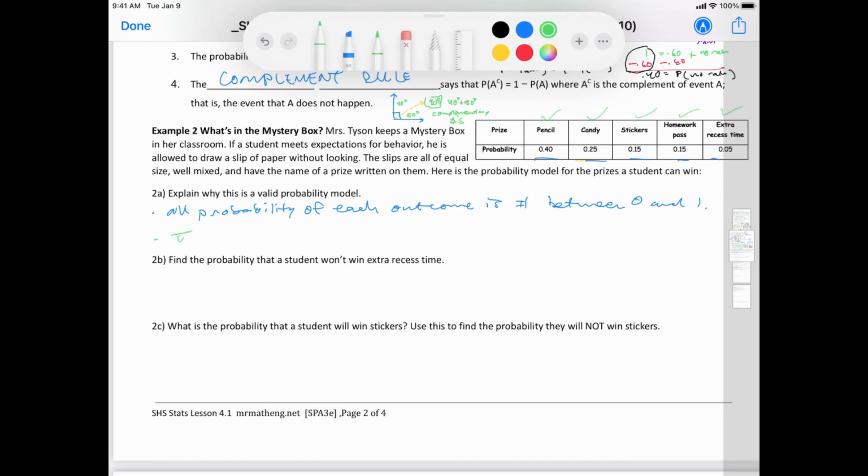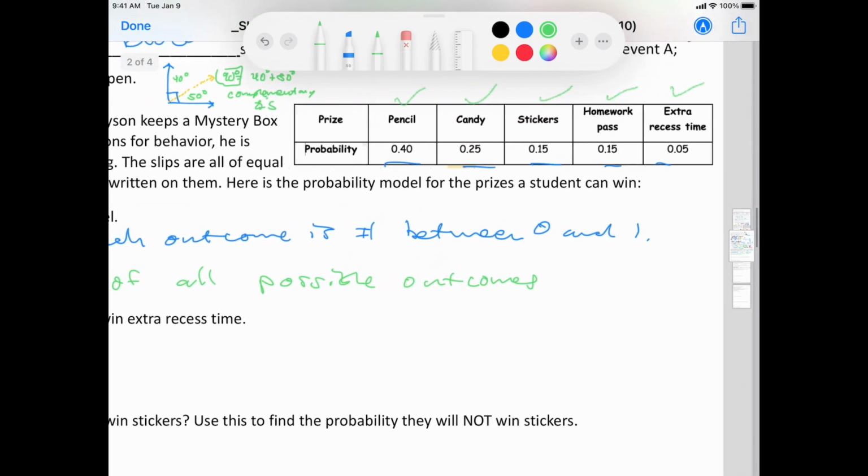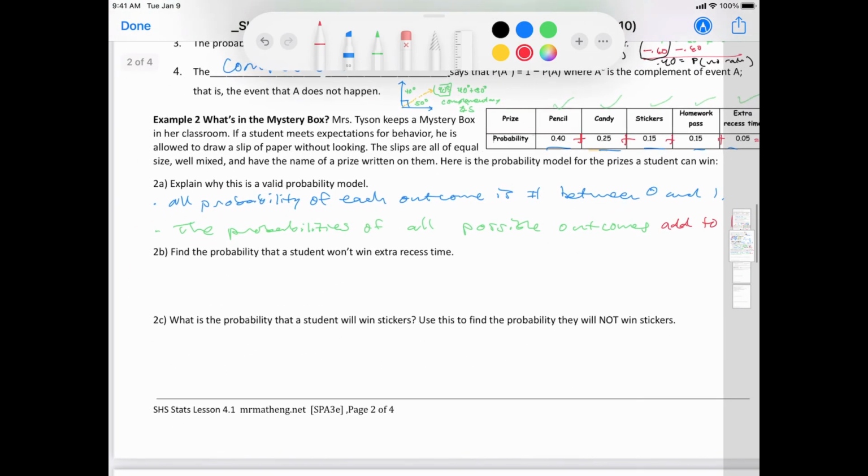And then the probabilities of all possible outcomes, so there I'm talking about 0.40 plus 0.25 plus 0.15 plus 0.15 plus 0.05. Oh yeah, that equals what? 1.0. So they add to 1. So that's why it is a valid probability model.